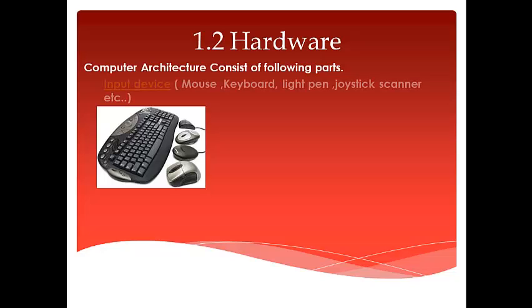Now we'll see input devices. Examples of input devices are mouse, keyboard, light pen, joystick which we use for gaming, and scanner, etc. Here you can see this picture where this is called a keyboard and this is called a mouse, where the keyboard is used to provide text input and the mouse is called a pointing device.